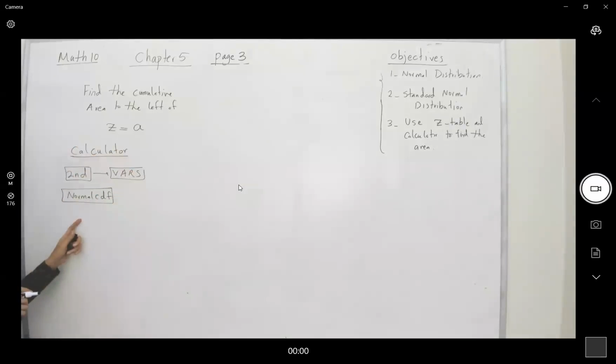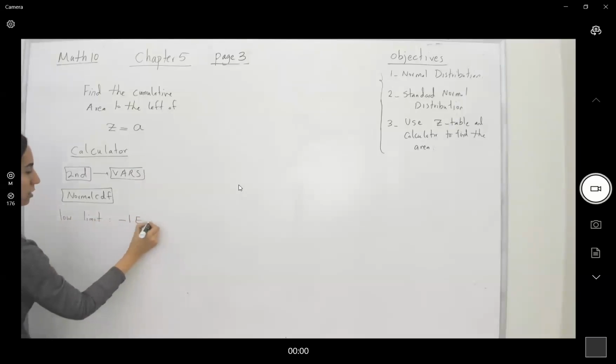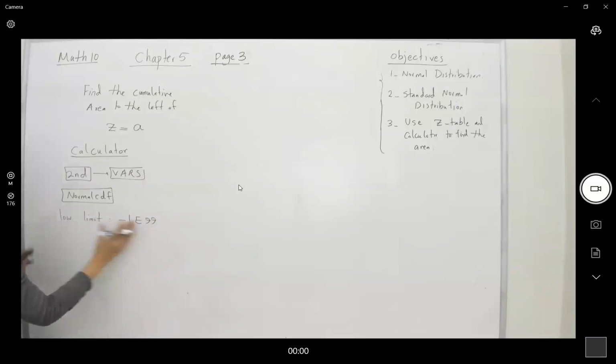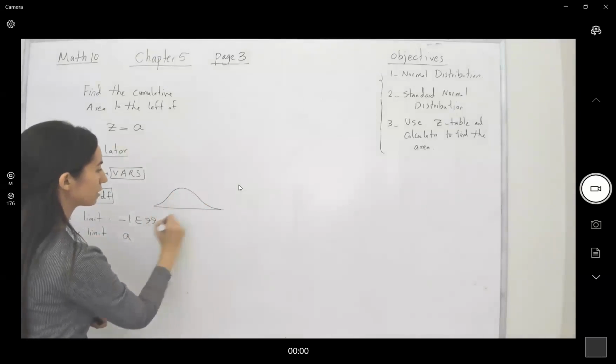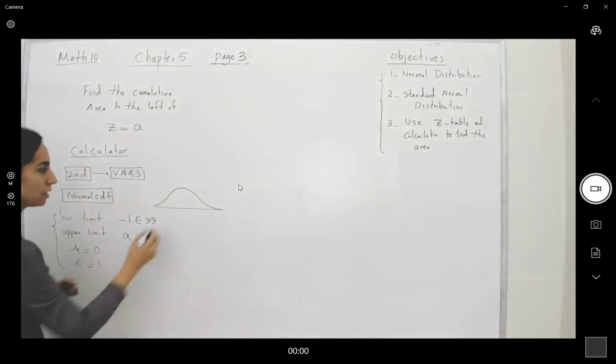Now that you have your normal CDF and you're looking for the cumulative area to the left, your lower limit is -1 E99, a very small number to the left-hand side. And upper limit is going to be z, which is equal to a. Remember that your mean must be equal to 0 and standard deviation must be equal to 1. It gives you the cumulative area to the left-hand side of this z, which is equal to a.